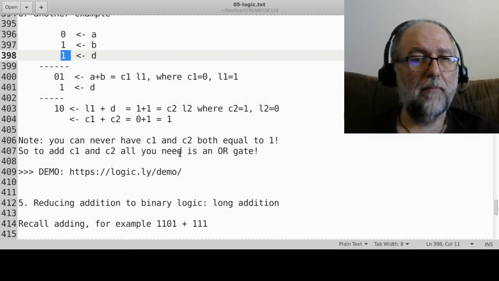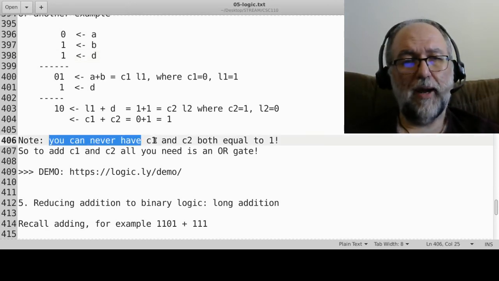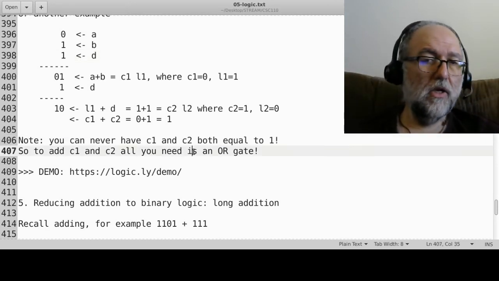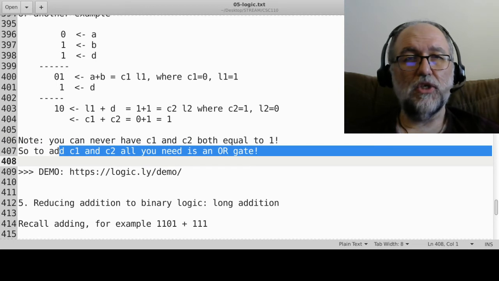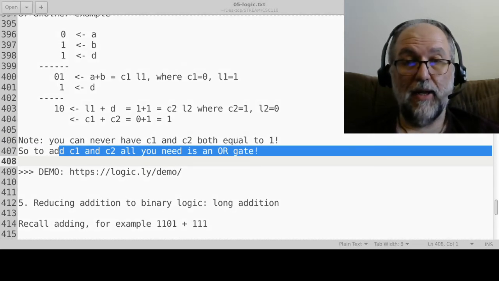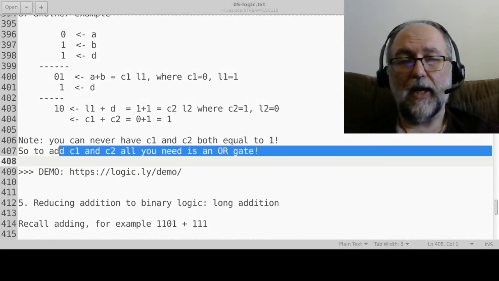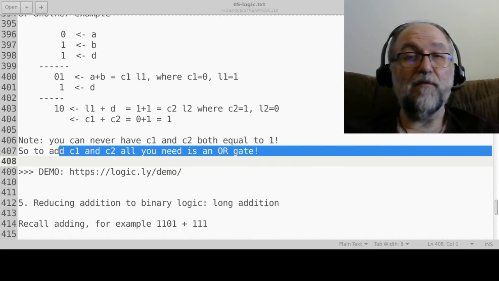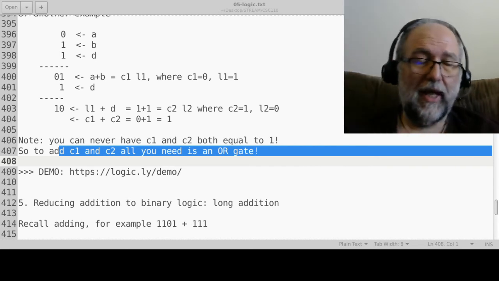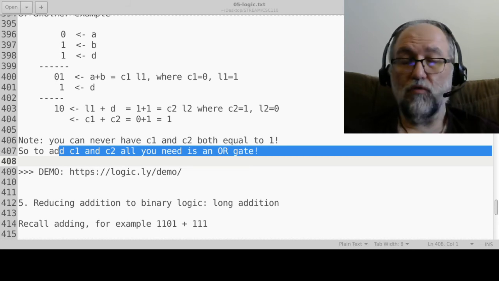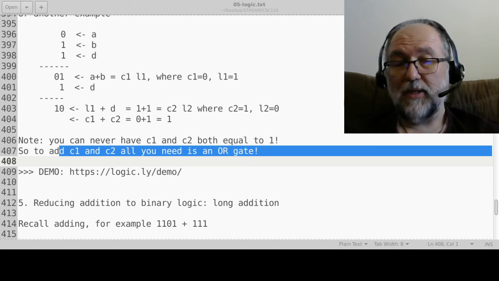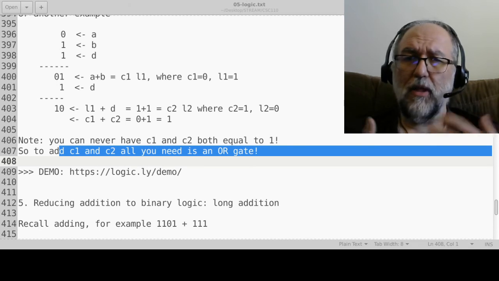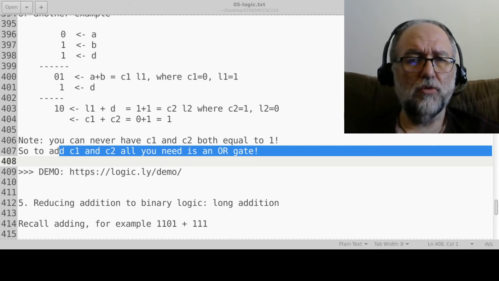Now that you can see it by going through it, to add C1 and C2 in the circuit that I'm going to design in a minute, all you need is an OR gate. You don't need anything else. Why is that? Because only if one or the other is a 1 do you get a carry. Otherwise, you don't get an overall carry. And that's basically how you build a 3-bit adder out of two 2-bit adders.